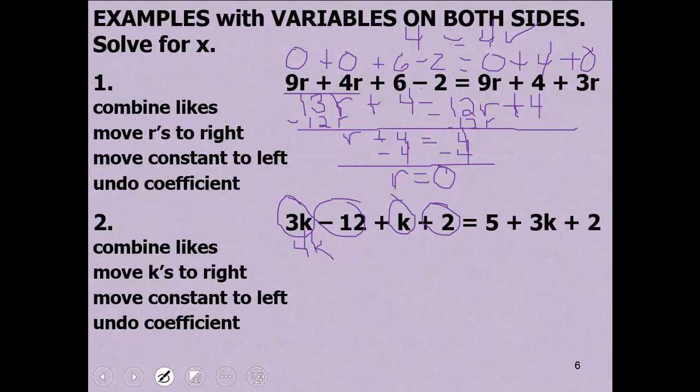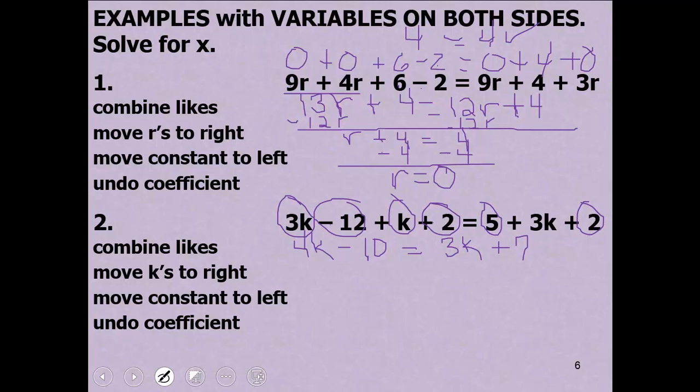Negative 12, that's like having 12 red chips, and I'm adding 2. I'm not adding 2 negatives. These are different signs, so I have to take their difference. Their difference is 10. Now, what do I have the most of? Do I have more negatives or more positives? I have more negatives. Now, I don't have any k's to combine. I just have a single 3k, and then I have 5 plus 2. That gives me 7.